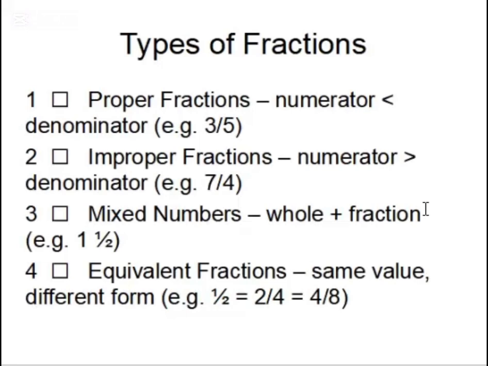The other one is the equivalent fraction. These are fractions with the same value in different forms. For example, a half can be equal to 2/4. So 2/4 can give you a half when you divide by 2: you divide by 2, you get 1, and by 2 you get 2. That is why 2/4 and 4/8 are equivalent to a half, because you can simplify and get the half.